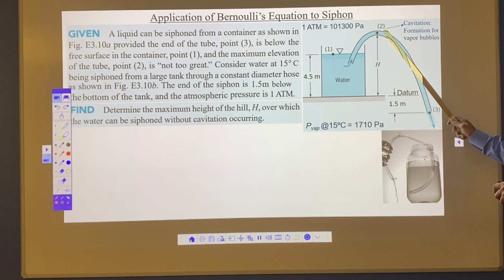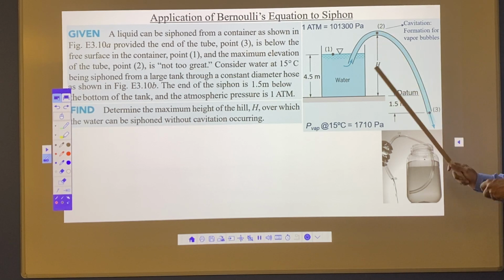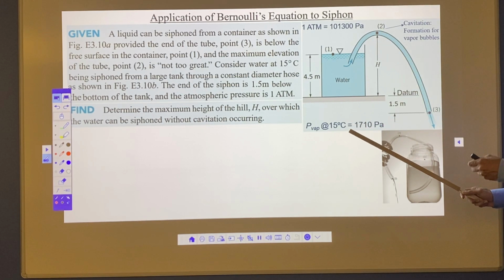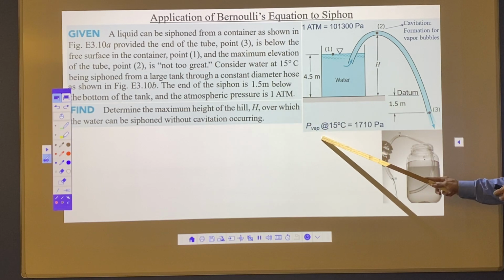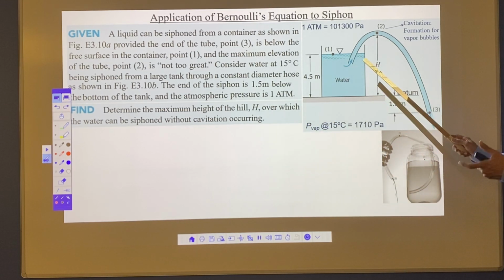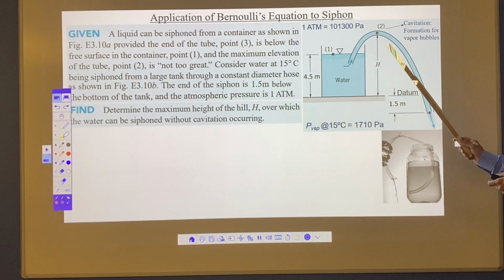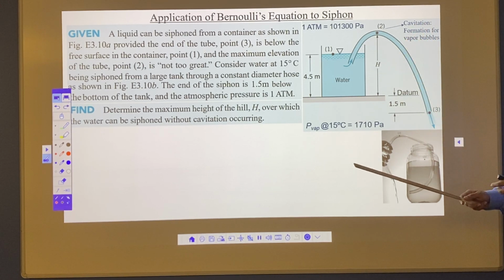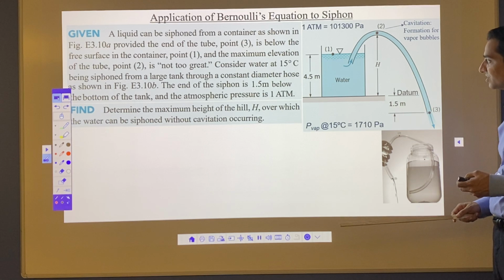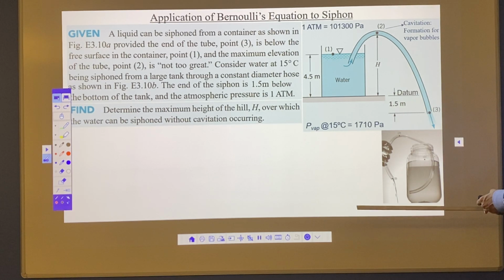What's going to happen is that as low pressure is created here and water is sucked, there will be a time where that pressure will be so low that at a certain moment the water will begin to boil, and that pressure is what we call vapor pressure, and the process of that boiling water is known as cavitation. Cavitation is nothing but formation of vapor bubbles or vapor cavities or steam cavities. So what's going to happen here?